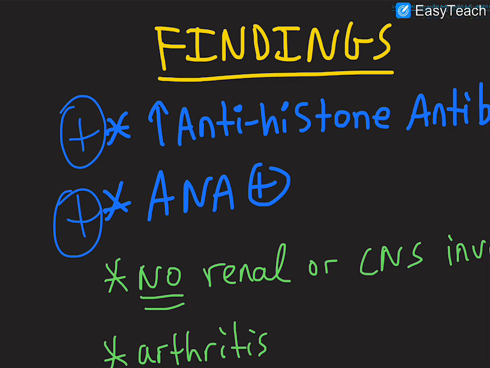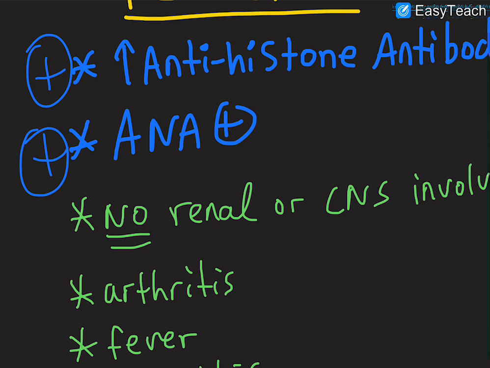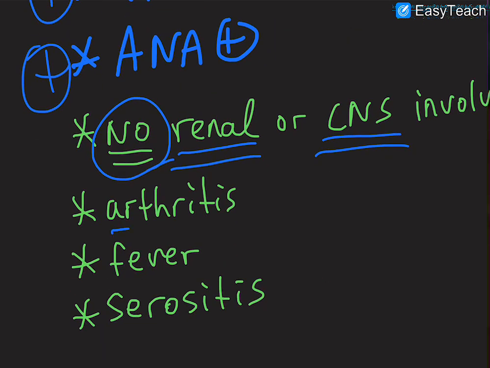SLE. But in SLE, we saw renal and CNS involvement. However, in drug-induced lupus, there is no renal and CNS involvement. So it's not as severe as a normal SLE. But you do still see your arthritis symptoms, fever, and all that, right? Fever, weight loss, fatigue, and serositis, right?